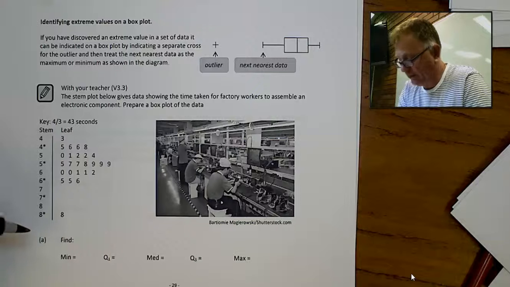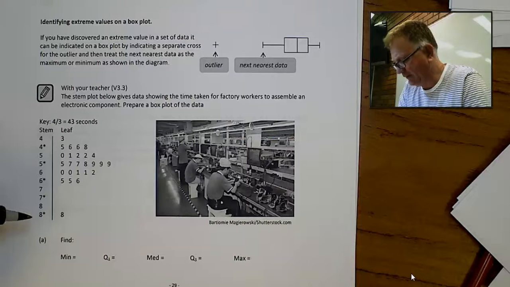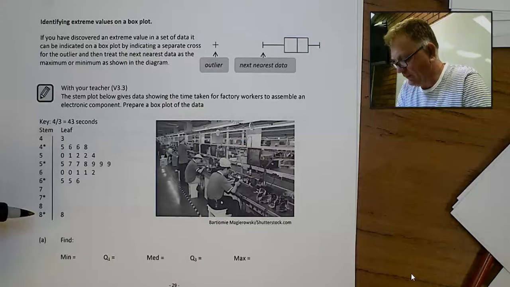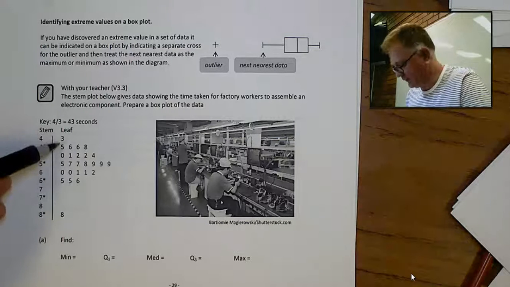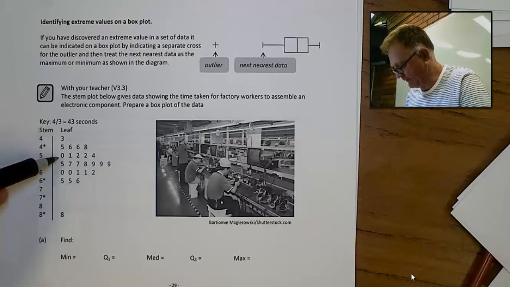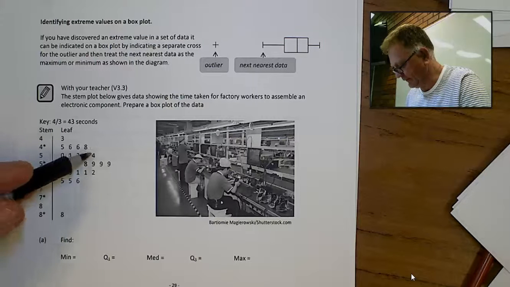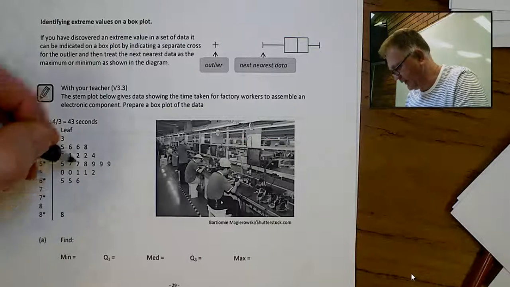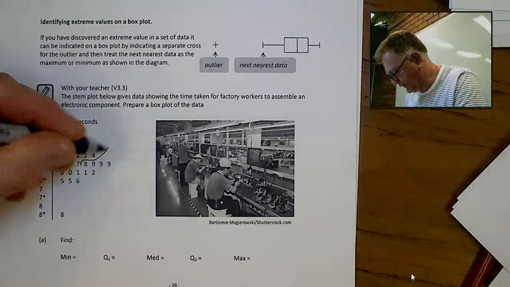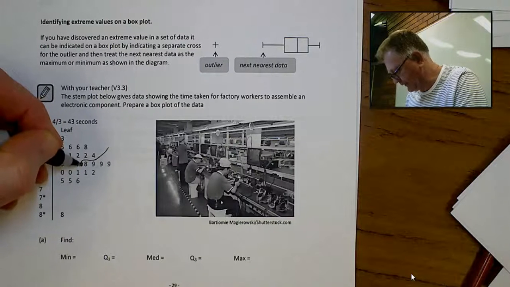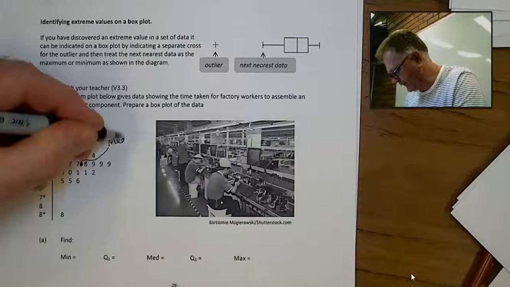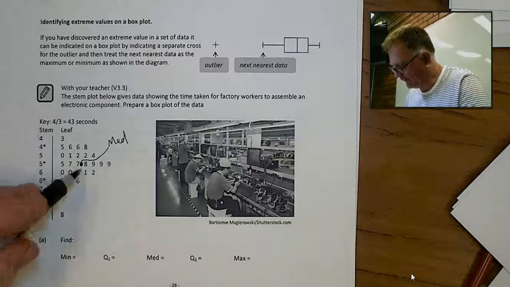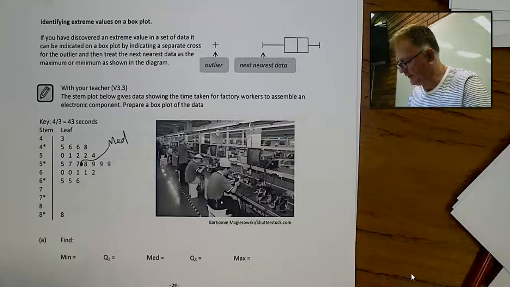Now we can probably work this out without our calculator pretty easily. There's 26 pieces of data here, so that would mean the median would be the (26 plus 1) over 2, the 13.5th score. 1, 2, 3, 4, 5, 6, 7, 8, 9, 10, 11, 12, 13. That means the median would fit in between right here, in between 57 and 58, which is 57.5.